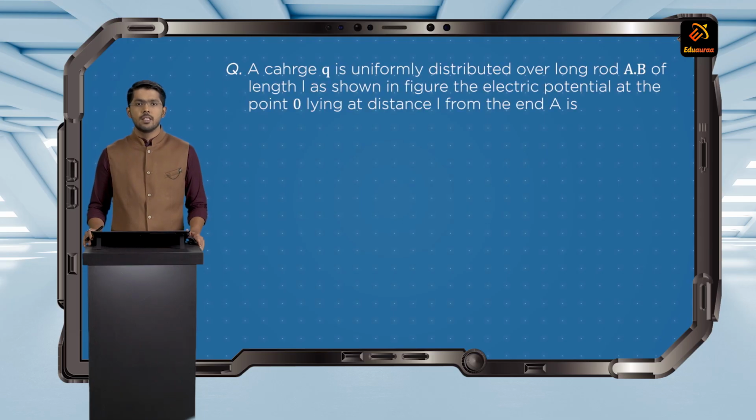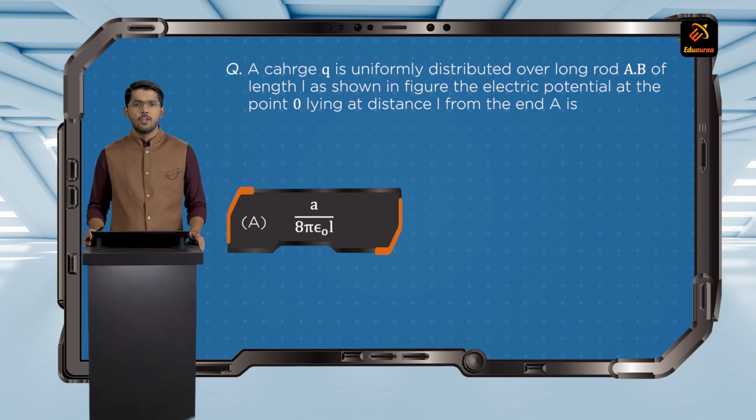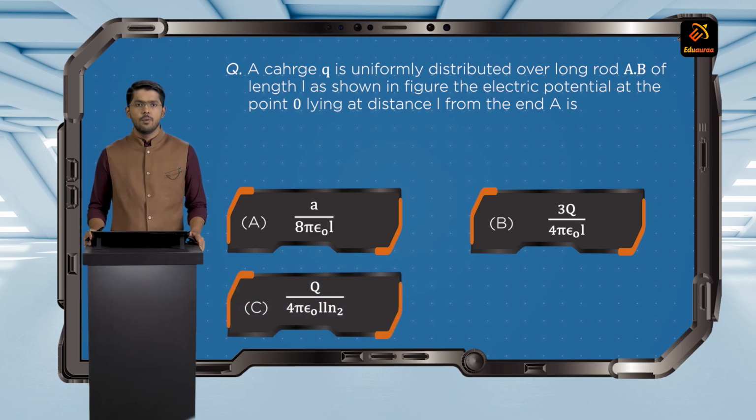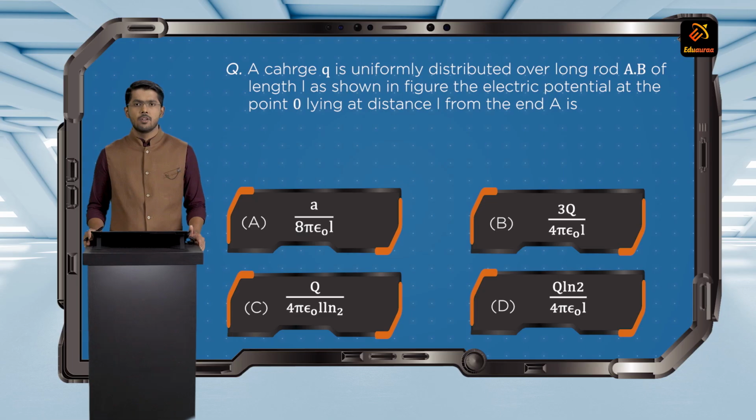Let's have a look at the solution to this. A charge Q is uniformly distributed over a long rod AB of length L as shown in the figure. The electric potential at the point O lying at a distance L from the end A is: option A, Q by 8 pi epsilon naught L; option B, 3Q by 4 pi epsilon naught L; option C, Q by 4 pi epsilon naught L ln 2; or option D, Q ln 2 by 4 pi epsilon naught L. This question was asked in JEE Main 2013. Let's have a look at the solution.